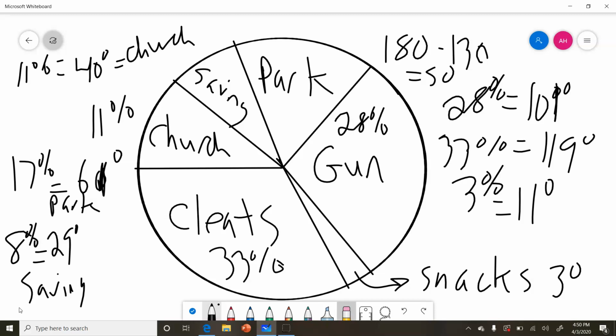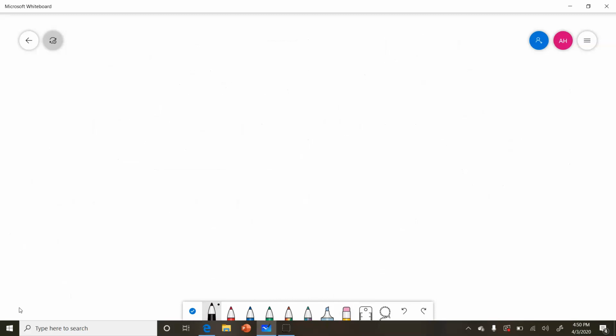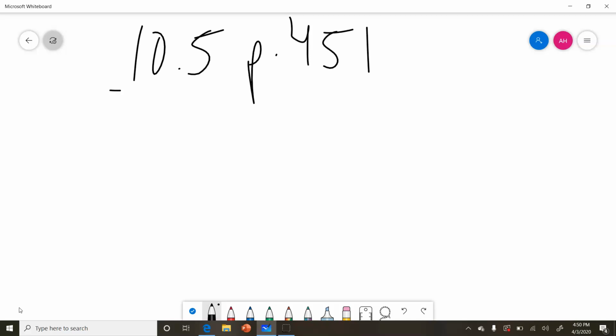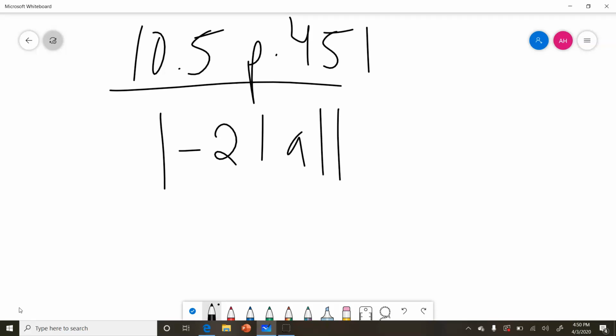But the homework for this lesson is, this is 10.5. This is page 451. And we are going to do 1 through 21 all. Okay, and then we're going to try some of the harder ones. We're going to try 37 and 38. Okay, there you go.